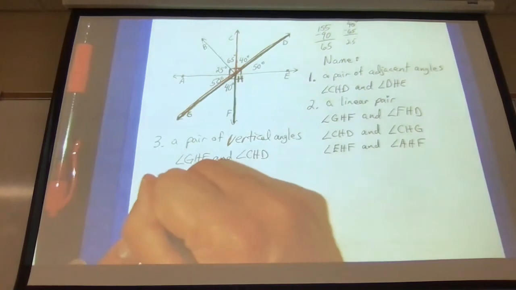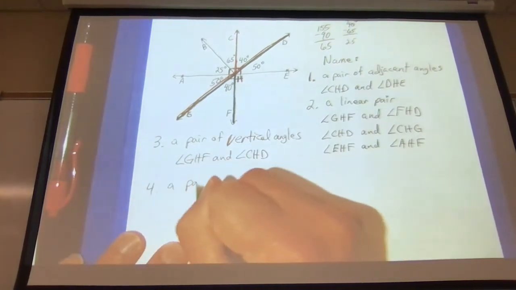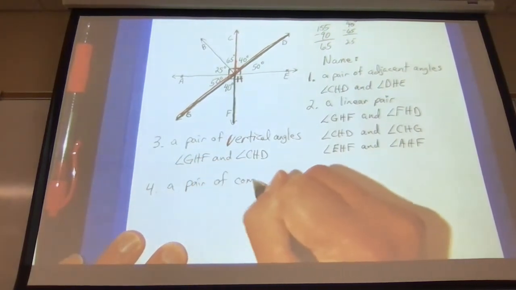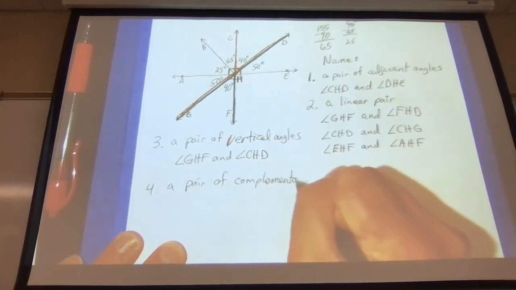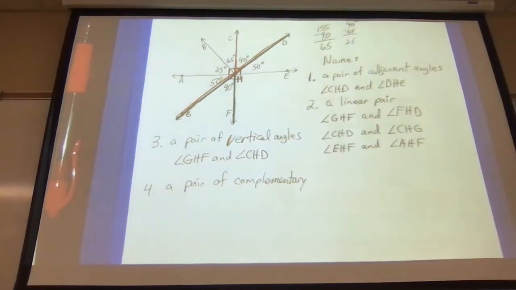All right, let's go to complementary. Go back to your definitions. Complementary are going to add up to what? What do complementary angles add up to? Yep. 180 is supplementary. What's complementary going to be? It's going to be 90. Yep. So we want a pair of angles that are going to add up to 90 degrees.